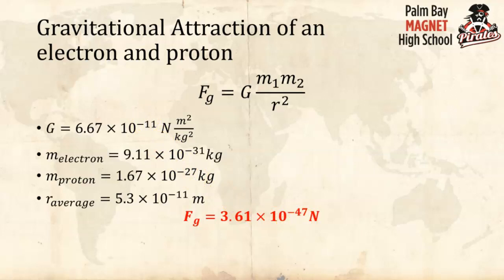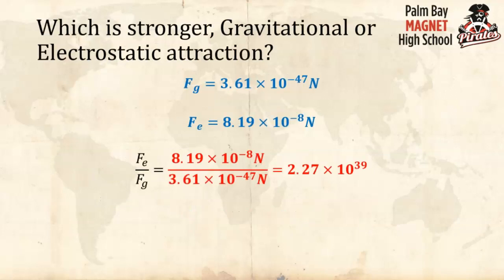And the reason I'm telling you this is if you look at the ratio between the electric force and the gravitational force, the electric force turns out to be bigger. Not just a little bit bigger. The electric force is 2.27 times 10 to the power of 39 times stronger. It is way, way stronger than the gravitational force. Gravity is a very weak force. Counterintuitive, but it is very weak.